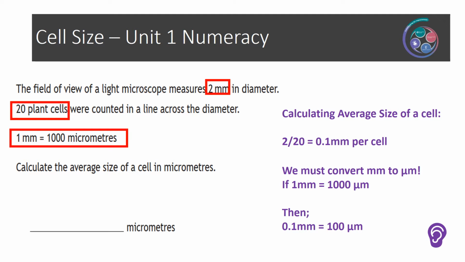We must convert millimeters to micrometers. If you've never seen the sign before for the units of micrometers, it is a different shaped UM. So if 1 millimeter equals 1000 micrometers, provided from the question, then I must times my answer, or multiply it, by 1000. So 0.1 millimeters becomes 100 micrometers, as 0.1 times 1000 is 100. Now my answer is in micrometers, I can write this answer in. So we now know the average size of a cell is 100 micrometers.